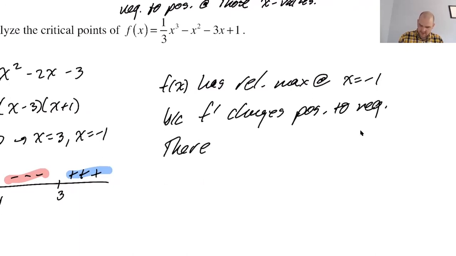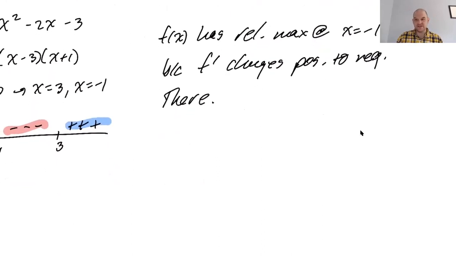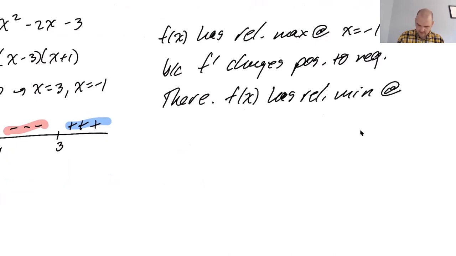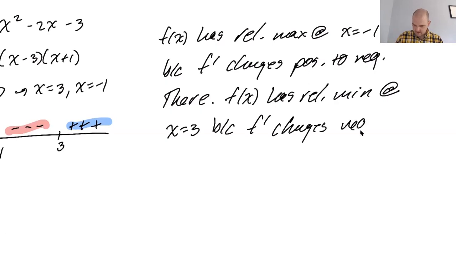There. Every once in a while, the stylus just doesn't pick up. You write something and it doesn't show up, and that's usually when I say, oh God. F of x has relative minimum at x equals 3 because f prime changes negative to positive there.